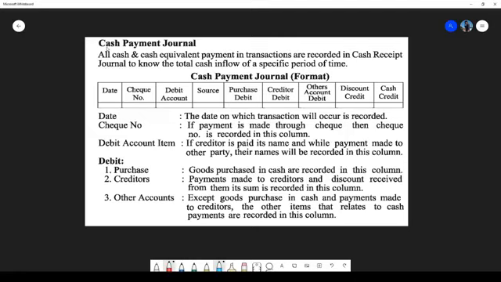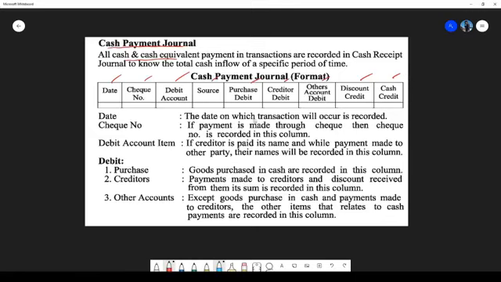Now let's do the cash payment journal, exactly the opposite. Okay, so now you are making payments. Similarly, we're going to keep a record of all the cash and cash equivalent payments over a specific period of time. So this is how the format looks: date, check number, debit amount, source, purchase debit, creditor debit, other account debit, discount credit, cash credit.